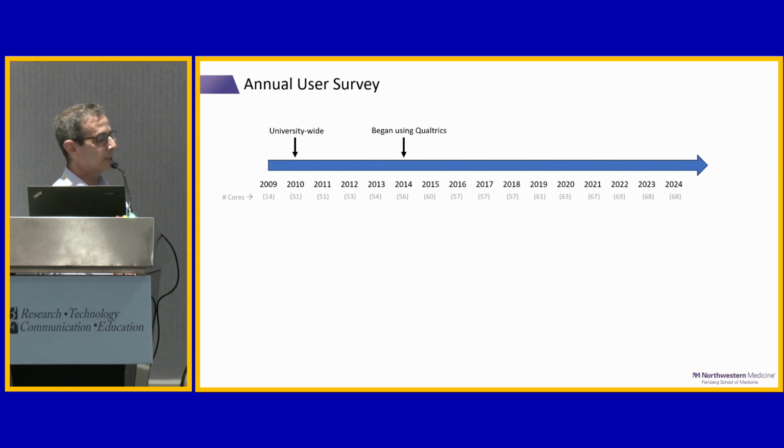In 2014, we began using Qualtrics, which is a commercial survey tool. So I would consider this the modern era of our user survey in the sense that we standardize the questions and we can compare the data and the responses over the years beginning at that time. There's currently, let's see if I can read that number, I think about 68 facilities in the most recent user survey, which we did in February of this year.